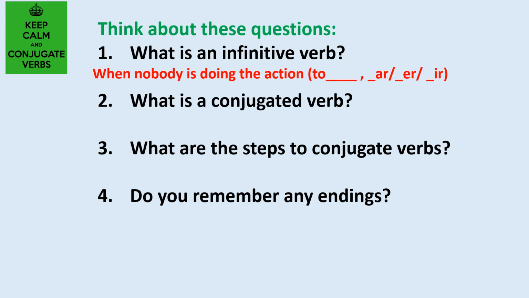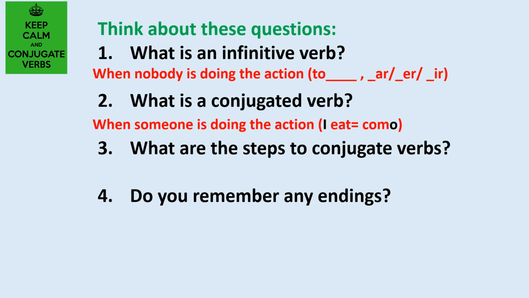What is a conjugated verb then? It is when someone is doing the action. For example, when you say "I eat" in Spanish, "como". So that -o in Spanish means I am doing the action.